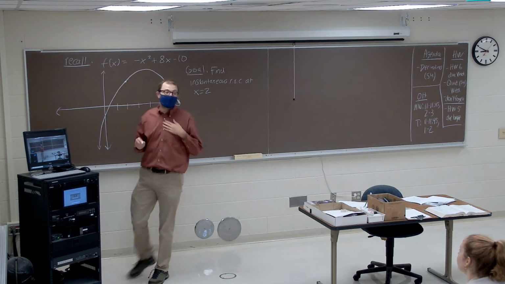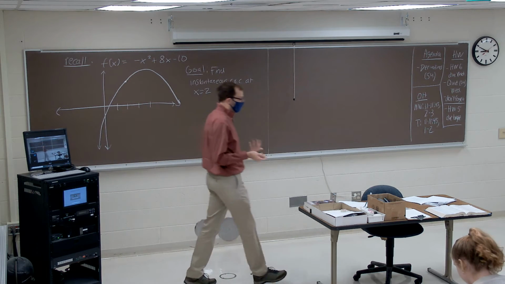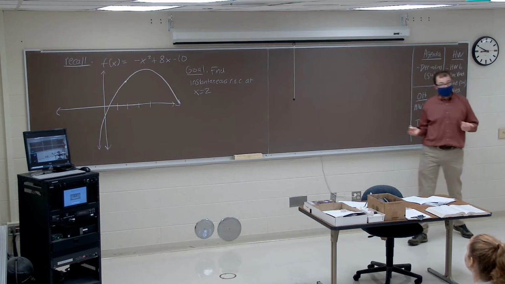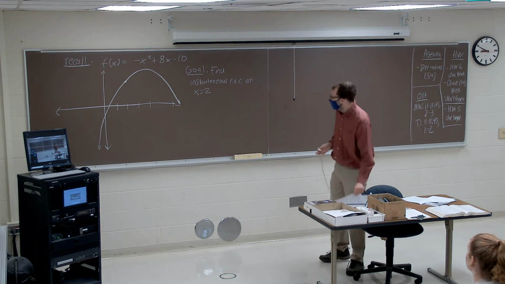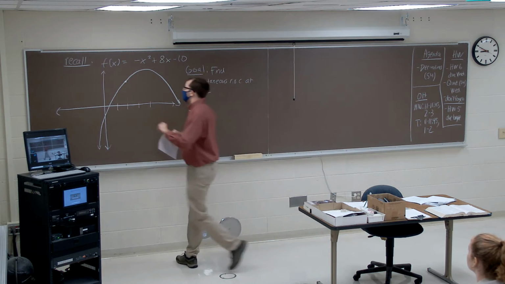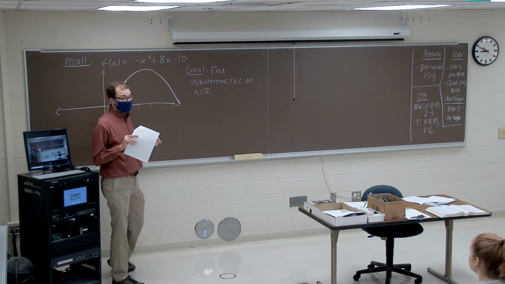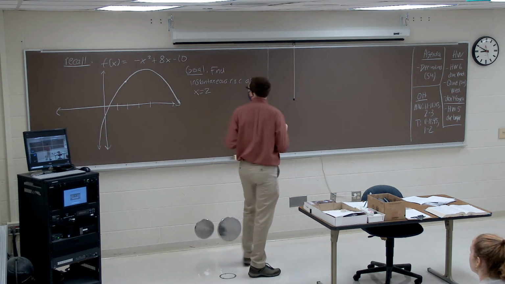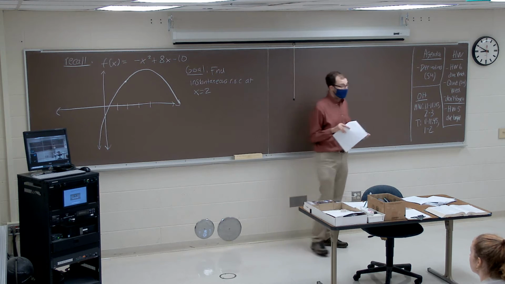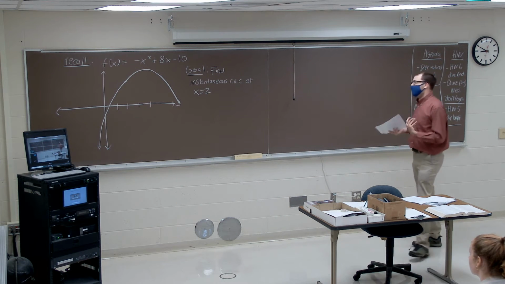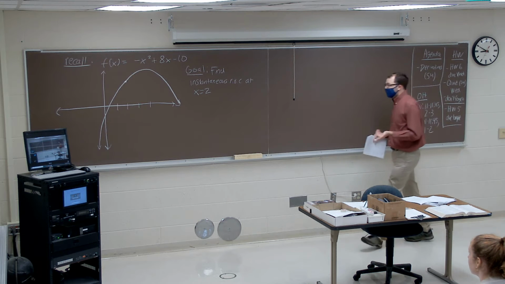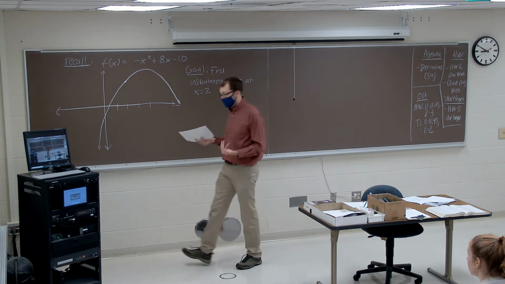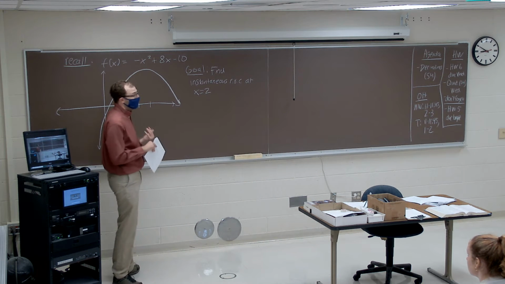Okay, so it's been a little while, since last Wednesday since we last had class, so I thought I'd start off by doing a quick overview of what we were looking at in Standard 4. If you recall, we were on the second page of the Standard 4 packet, looking at the function f of x equals negative x squared plus 8x minus 10, this upside down parabola. Our goal was to find the instantaneous rate of change of this function at the point x equals 2.